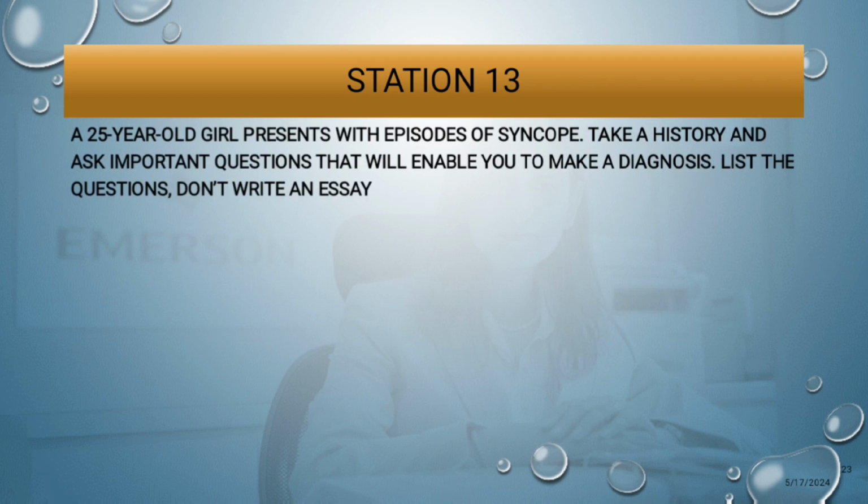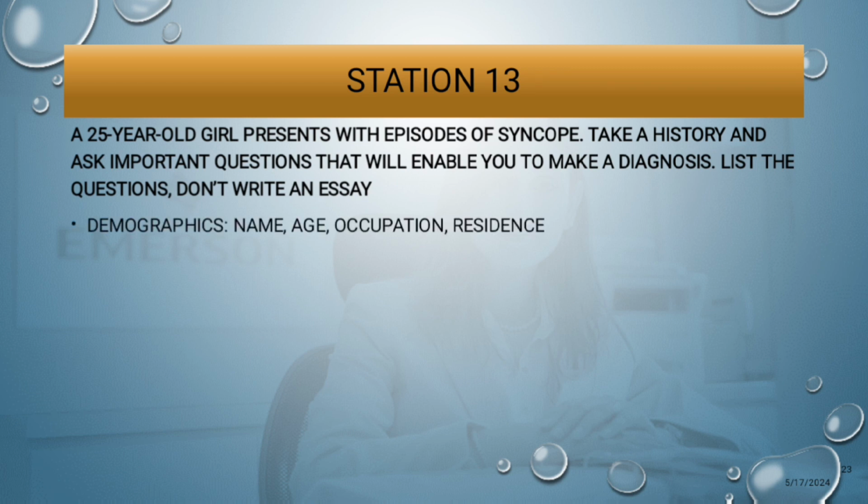Okay, then station 13. A 25-year-old girl presents with episodes of syncope. Take a history and ask important questions that will enable you to make a diagnosis. So list the questions, don't write an essay. So demographics: the name, age, occupation, residency. Then onset and duration of the fainting, and frequency as well.